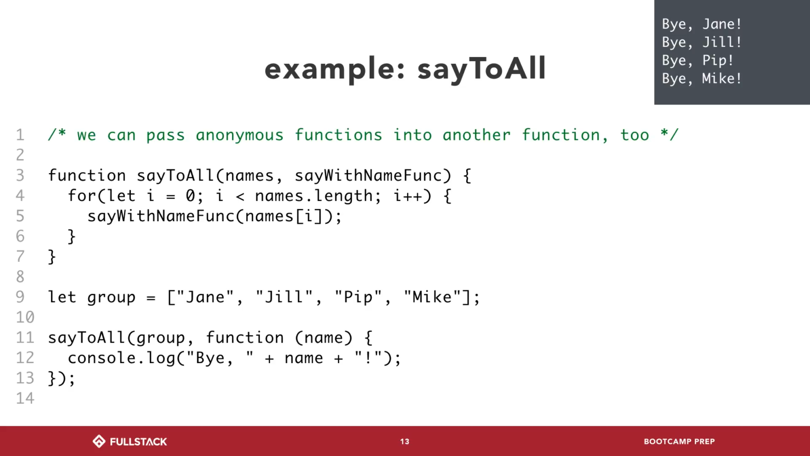Now we can also do something called an anonymous function, basically a function without a name. And we can actually just write it directly as the second argument, and we just pass in this function directly into here. So say with name func is still going to refer to this function. We're just passing it in directly. This is because, like we said, functions are just like any other data types.